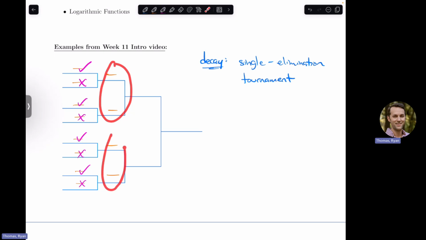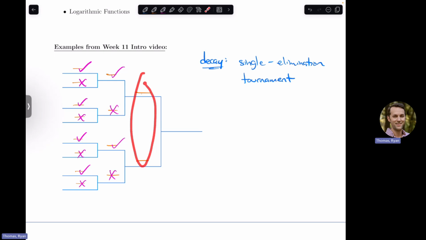These teams play, these teams play. Again, winner advances, loser goes home. So let's say this team wins and this team loses, and so on. Win, win. Okay, so now there are 2 teams remaining. They play, and we're down to 1 champion, right? So the number of teams then goes from 8 to 4 to 2 to 1.